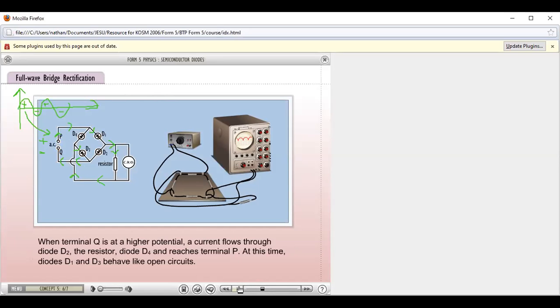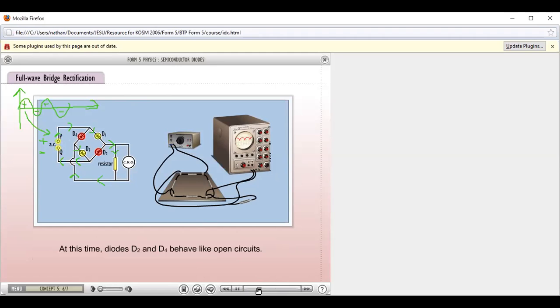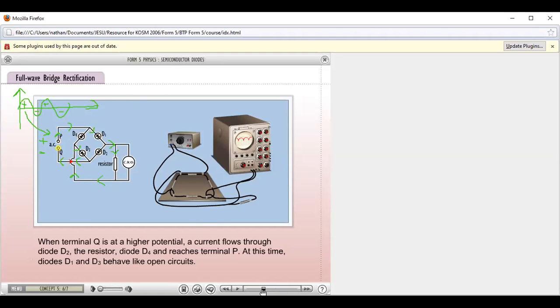Now next we look at what happens when Q becomes positive. When Q becomes positive, that means the current will flow down here. Coming to this junction, it goes to D2, and then it goes down. So it goes to D2 and then it goes here, it goes down.